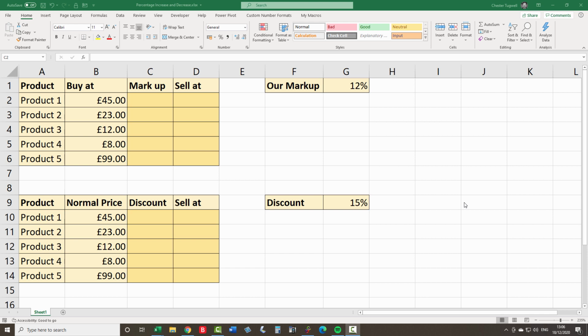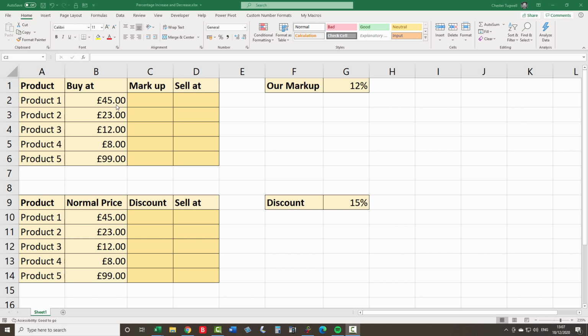So you might want to increase it if you're working out the markup. You buy a product, say product one at £45, and you want to make 12% profit on it. What is the markup that you need to add to your buy-at price to calculate your sell-up price? You also might want to add VAT, 20% in the UK, to your price to know what to sell it at. So how do you do that?